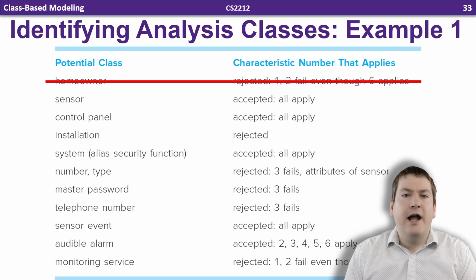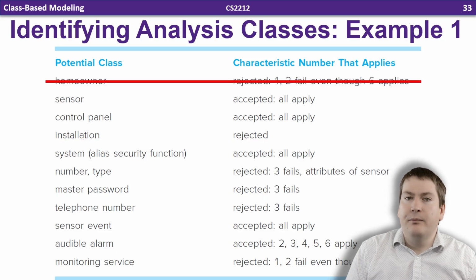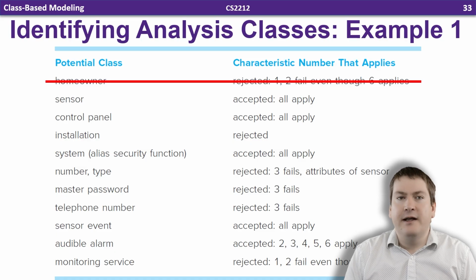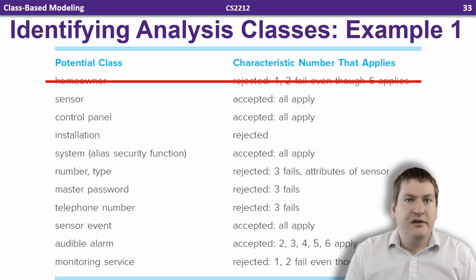If each homeowner had their own username and password, then it would be a little bit different, and we might actually be worth keeping this as a class. But since we don't have any information about them that's stored, they are not really a class, at least not yet. Maybe they will be when we get to our solution space.